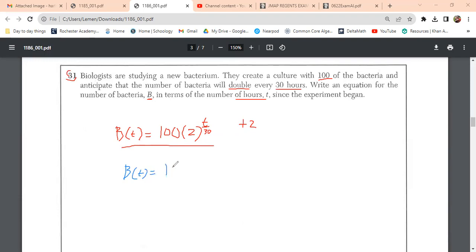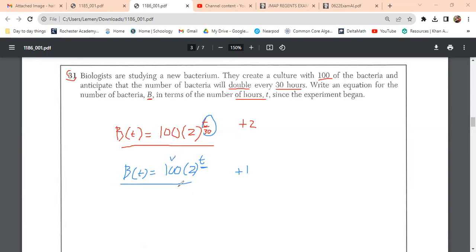Now, if you were to write B of t equals 100, it's doubling every 30 hours, but you wrote just t, I think they would say, oh, they forgot to adjust for the 30 hours. And you would get 1 point for this because this is close. So even if you're not able to do this, Nevaeh, you should at least be able to do this.